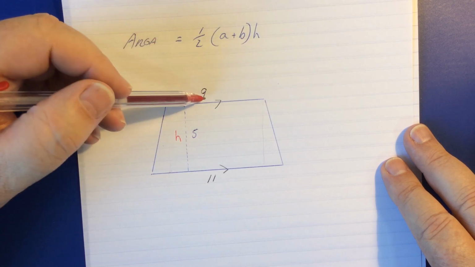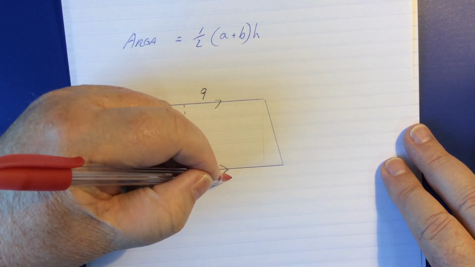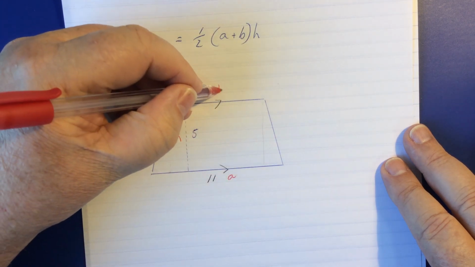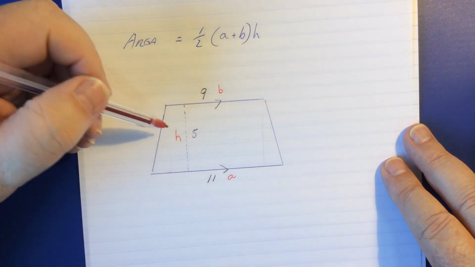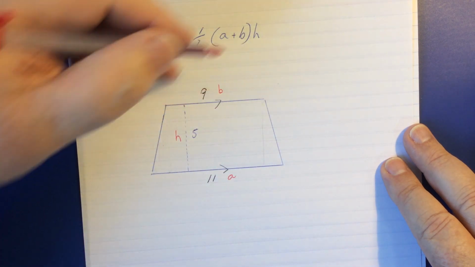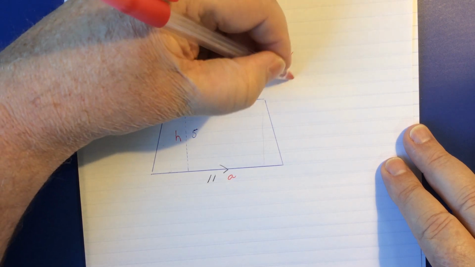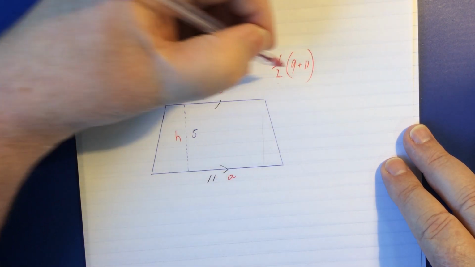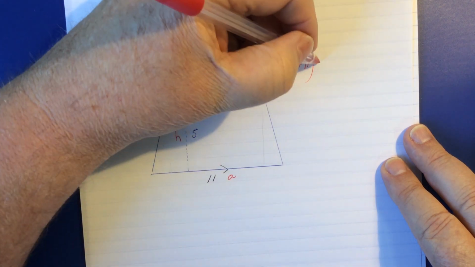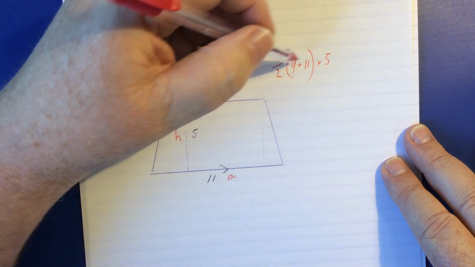Okay. Does it matter which one you label A or B? No, not really. 9 plus 11 is the same as 11 plus 9. We'll start at the bottom, we'll label this A and we'll label this B. And to find the area of this, we add these two numbers. So let's do this in red. It is a half, 9 plus 11, times 5, the height.